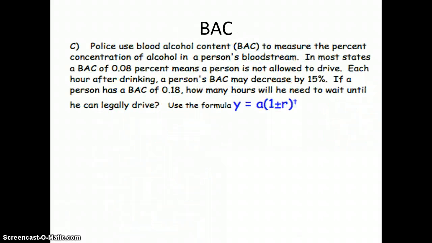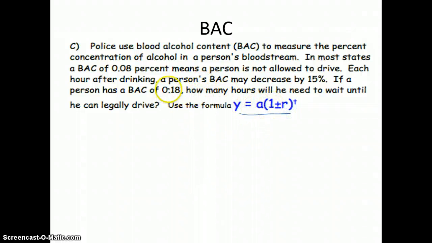This will be the last example that we do on this page. This is talking about police using the blood alcohol content to measure how able you are to drive. If you're above a certain BAC, then you're not allowed to drive in the state of Missouri. That's 0.08 in Missouri, and that's where it is most places as well. We're going to use a similar format. They're going to tell us what formula to use here.